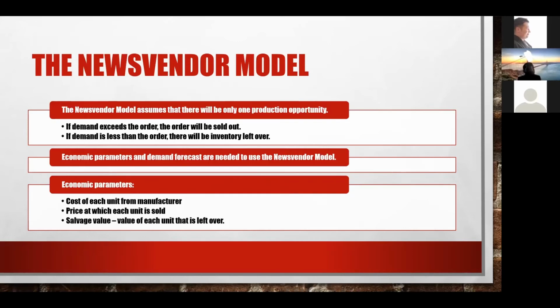Economic parameters and demand forecasts are needed to use the news vendor model. For the economic parameters: the cost of each unit from the manufacturer, the price at which each unit is sold, and the salvage value, so what the value is of the product after the sale time.